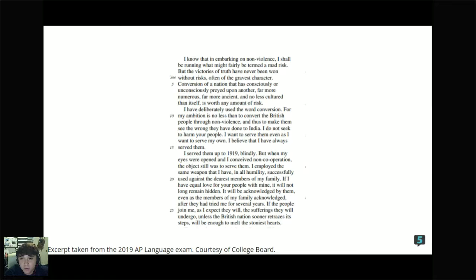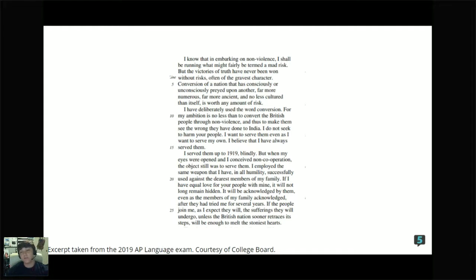I have deliberately used the word conversion, for my ambition is no less than to convert the British people through nonviolence, and thus to make them see the wrong they have done to India. I do not seek to harm your people. I want to serve them even as I want to serve my own. I believe that I have always served them.